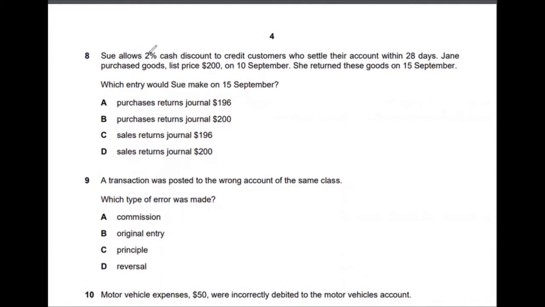Multiple choice 8: Sue allows 2% cash discount to credit customers who settle their account within 28 days. So basically, Sue sells goods, and the discount is 2% if the payment is made in 28 days. Jane purchased goods, list price is $200, on 10th September. She returned the goods on 15th September. Which entry would Sue make on 15th September?